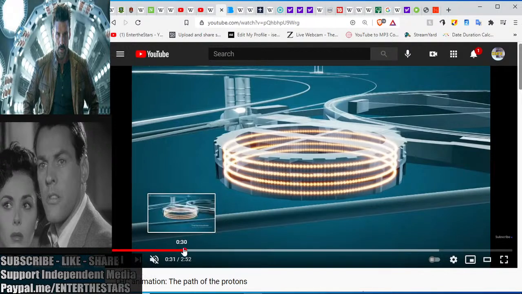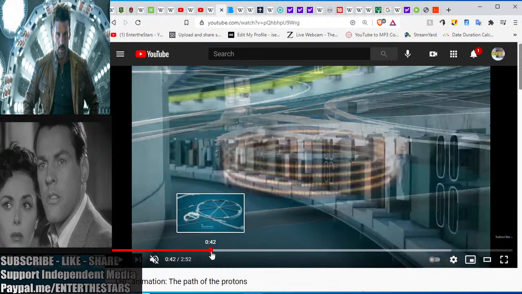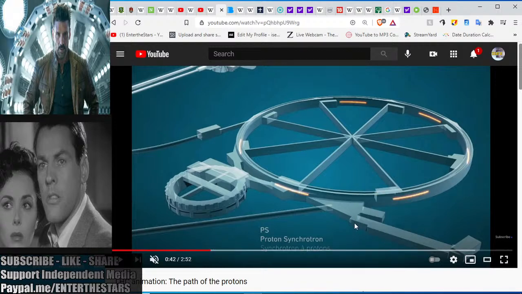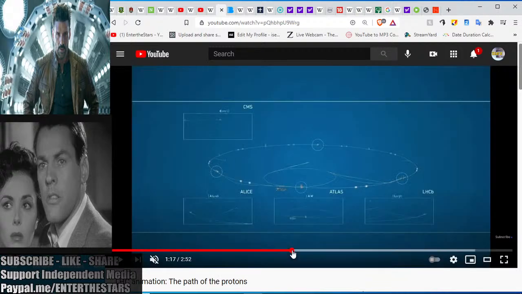Now, I think we were one of the first ones to discover that the entire layout of CERN forms a 666. As the particles come into the first level, that's a 6. It spins out into another 6. And finally, it spins out into a third 6. Let's see if we could pull that diagram up. Now, I know the CERN logo has a 666 in it, but it's important to understand that there are also three 6s in the path of the particles.